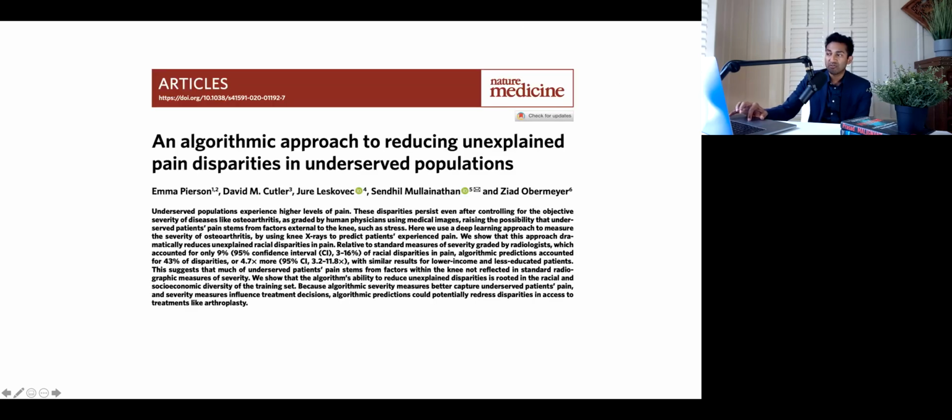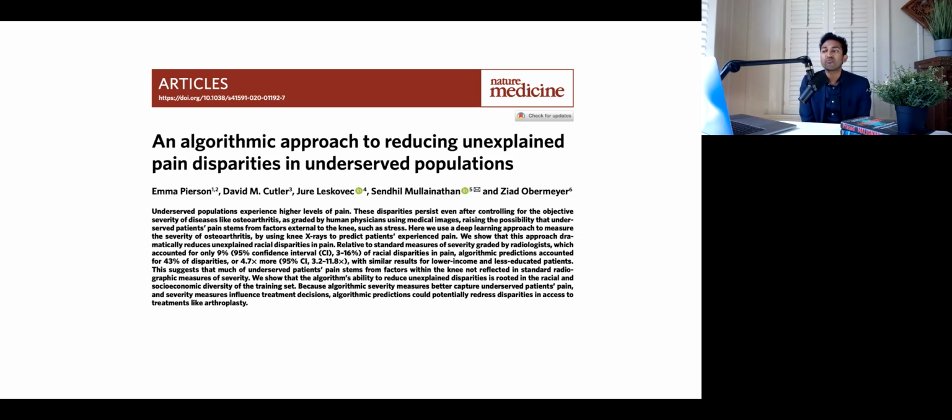So what is this paper? An algorithmic approach to reducing unexplained pain disparities in underserved populations. What are they talking about here? Well, they have a data set. It's got thousands of radiographs in there of the knee. And we also know that people have some subjective perception of knee pain. And there's the knee pain and the radiograph. And there are a number of metrics that already exist that attempt to score knee pain based on radiographic abnormalities. Now, of course, one doesn't explain the other fully. In fact, the radiographic abnormalities explain very little of the variance in knee pain that people experience.